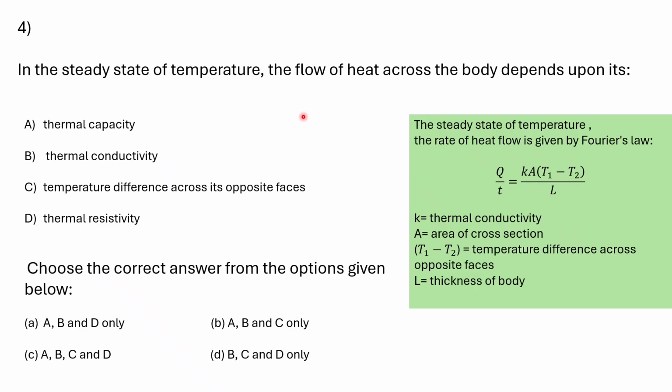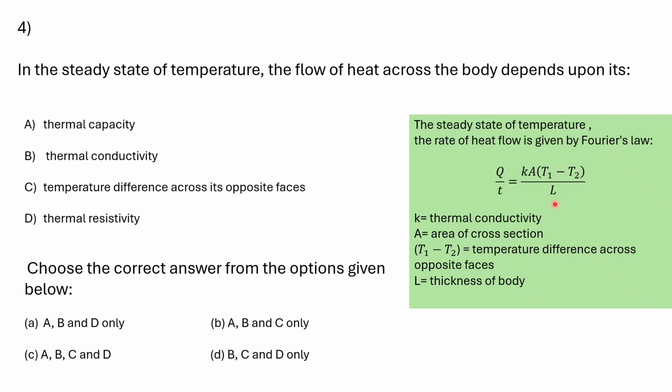And the next question. In the steady state of temperature, the flow of heat across the body depends upon what? And here are four options: thermal capacity, conductivity, temperature difference, and thermal resistivity. We know the formula Q by t is equal to KA (T1 minus T2) by L. Here K represents the thermal conductivity, A is the area of cross section, and T1 minus T2 is the temperature difference, where L is the thickness of the body.